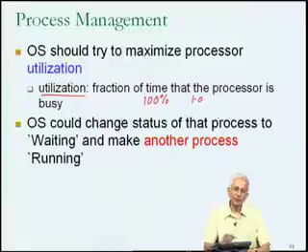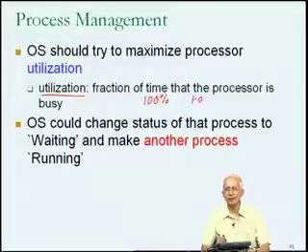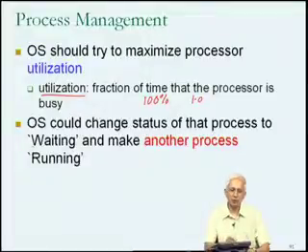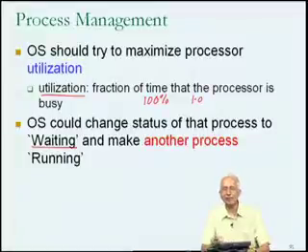Now, before we think about that, how could the operating system cause the utilization of the processor to increase in the event that we had just talked about, where one process does an operation which results in a long operation like a disk access? The answer is, the operating system could change the status of that process which was running into the state waiting, and it could make some other process the running process.